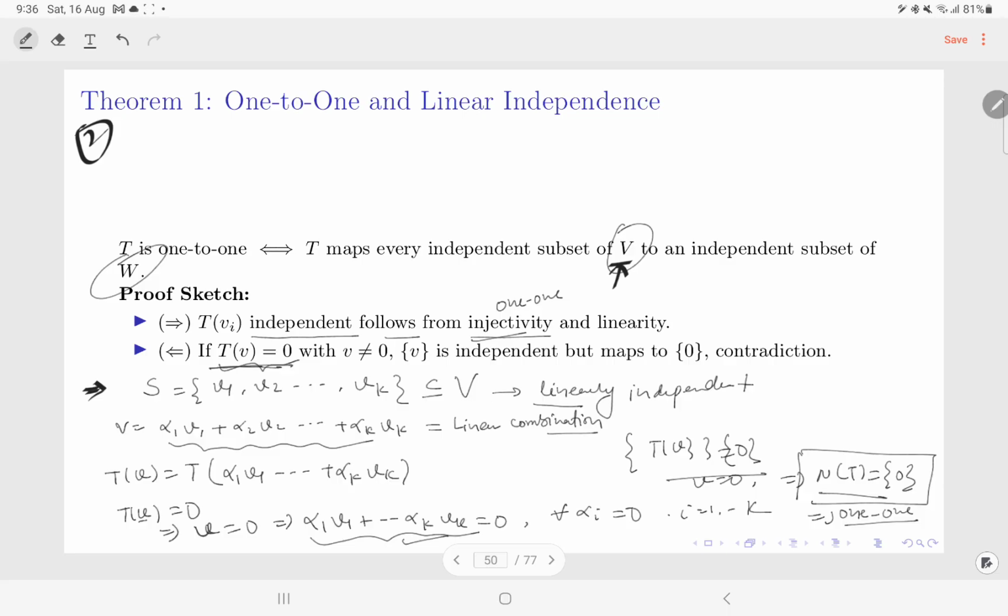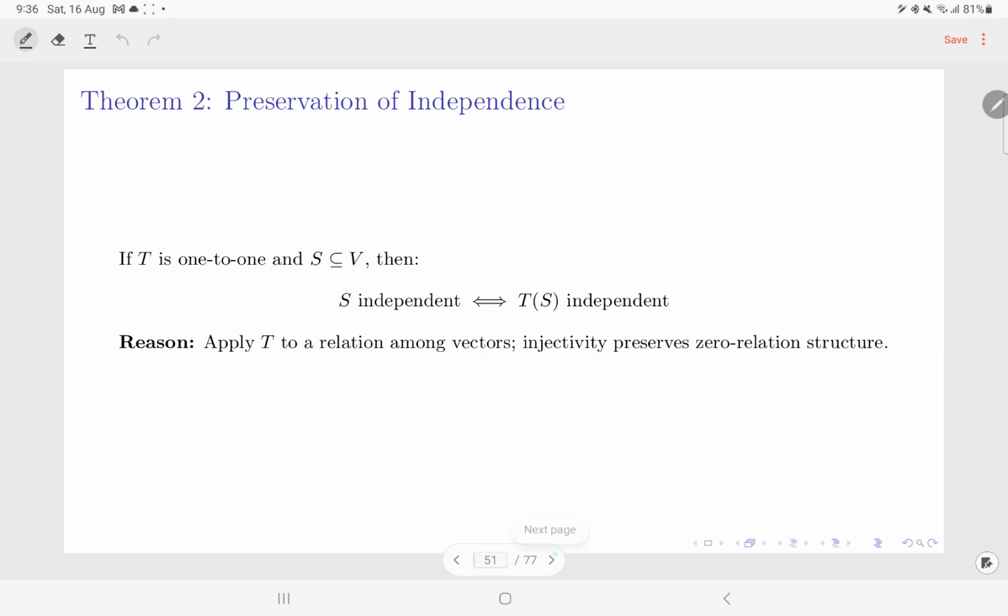Yes? Okay, let's move forward. This is your second problem. If T is 1-1 and S is a subset of V, then you can solve this. How can you solve this? Let me give you a sketch of this.